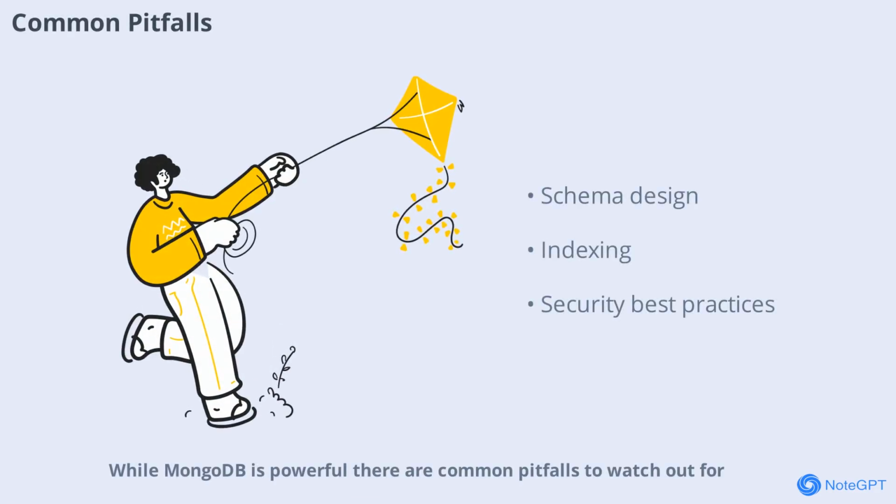While MongoDB is powerful, there are common pitfalls to watch out for. These include improper schema design, lack of indexing, and ignoring security best practices. By understanding these challenges and following recommended guidelines, you can avoid performance and security issues in your projects.